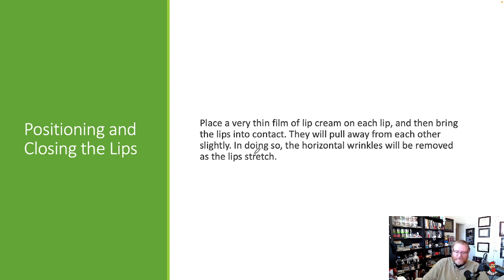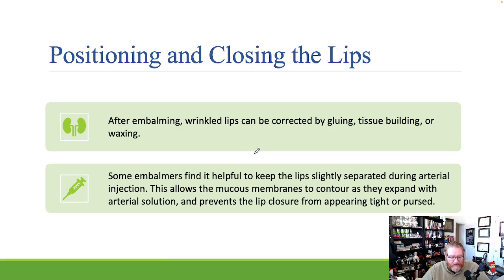Place a very thin film of lip cream on each lip and then bring the lips into contact. They will pull away from each other slightly. In doing so, the horizontal wrinkles will be removed as the lips stretch. After embalming, wrinkled lips can be corrected by gluing, tissue building, or waxing. Some embalmers find it helpful to keep the lips slightly separated during arterial injection, which allows the mucous membranes to contour as they expand. That's also a thing.